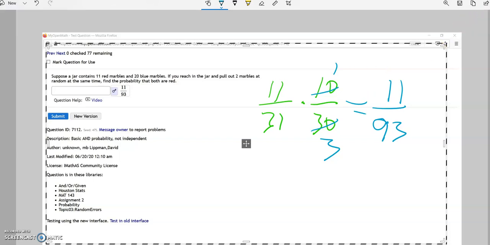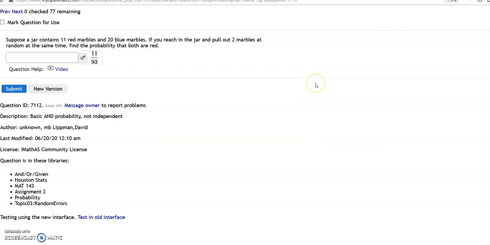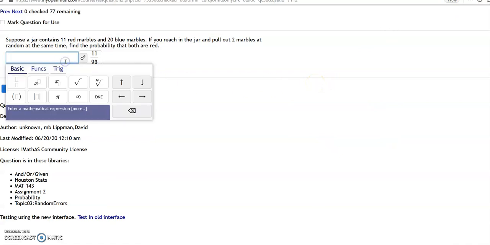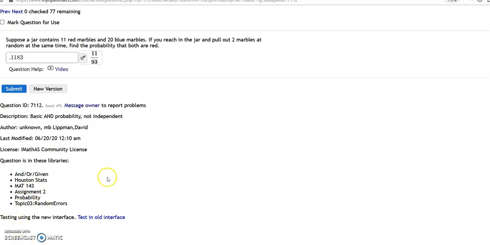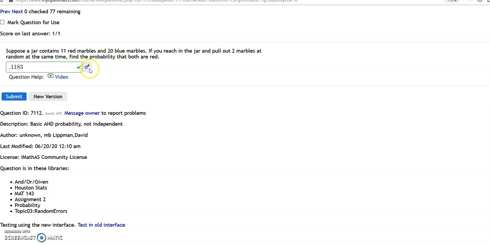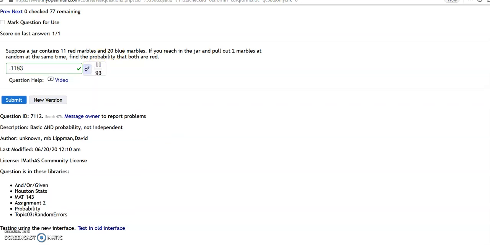So 11 divided by 93 is 0.1183. Submit, let's see. Yes, it looks like it'll take either one. So you could do it as a fraction or, as I told you before, it would be 11 times 10 divided by 31 divided by 30 equals.